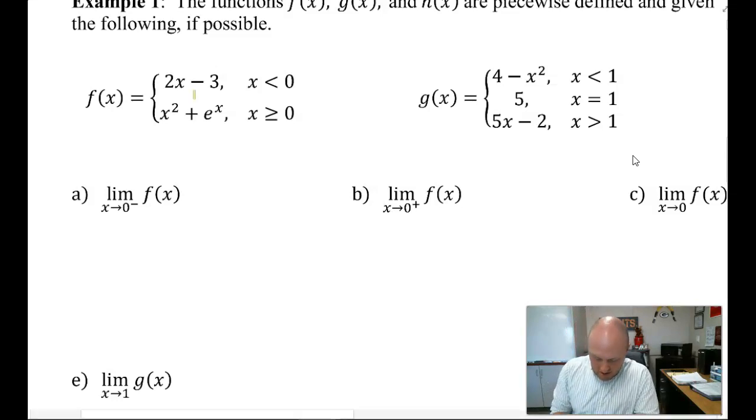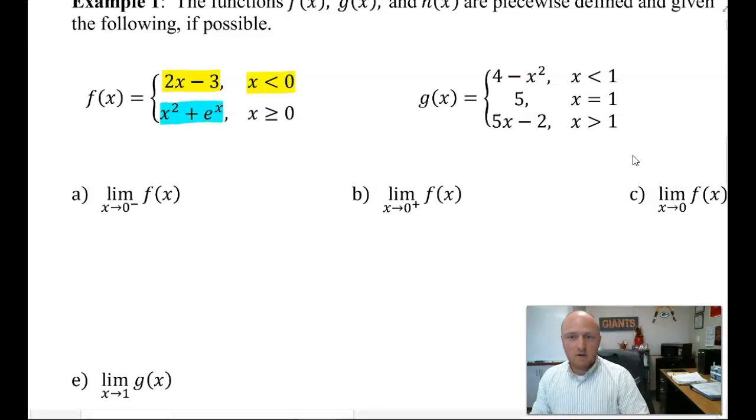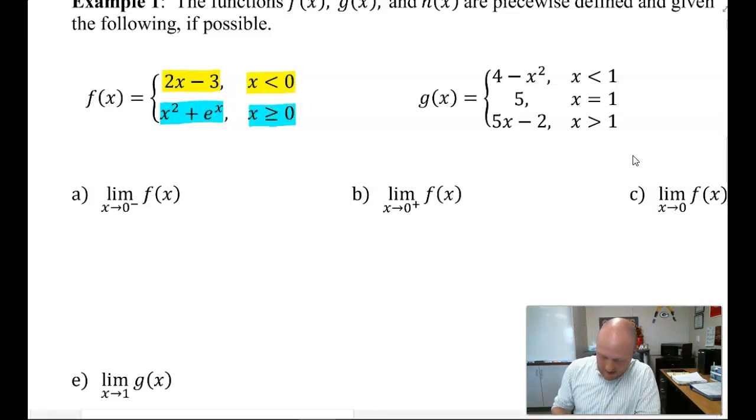So here we have a function f of x, and you'll notice I have a linear function, 2x minus 3. Okay, and it is defined over the interval x is less than 0. So any x values or any domain values less than 0, you're going to use that function. We have a secondary function, x squared plus e to the x. Ooh, getting crazy with the exponentials. And it is defined as anything greater than or equal to 0. So at 0 and to the right in the domain, we're going to use that bottom function.